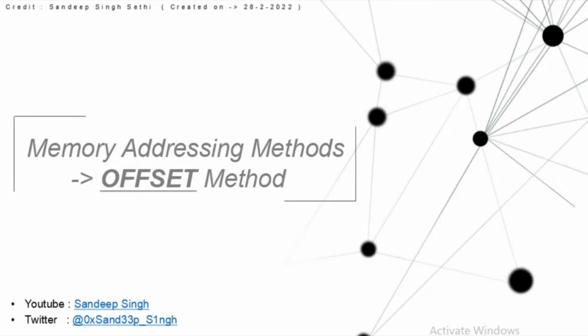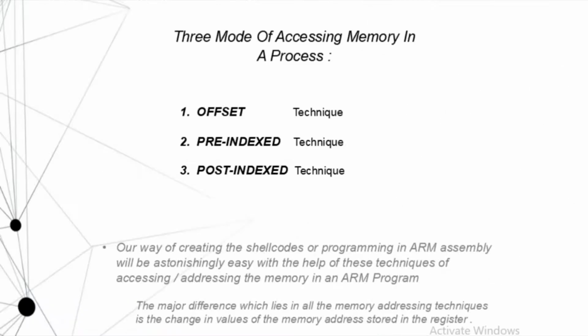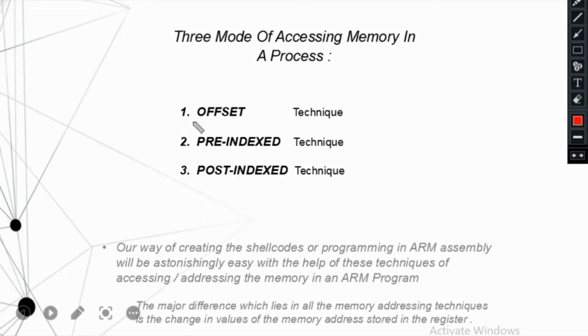In this one we are going to talk about the memory addressing methods which we can use in our ARM assembly program. There are totally three ways by which we can address or access the memory in our program. Those are named the offset method, the pre-indexed method and the post-indexed method. All three memory addressing methods will be covered in the subsequent videos, including this one.